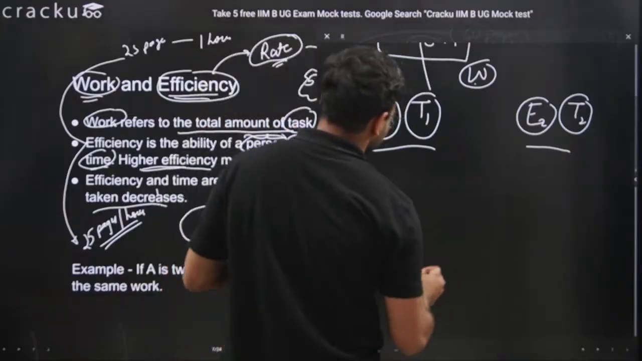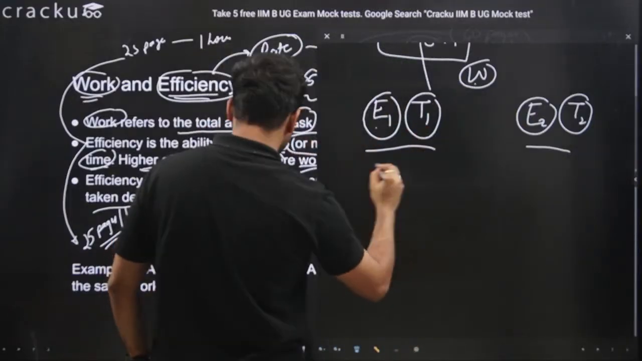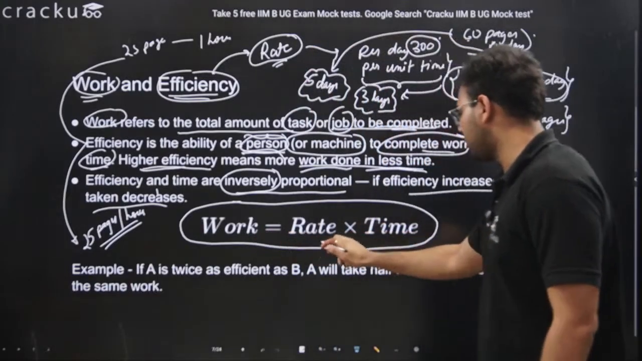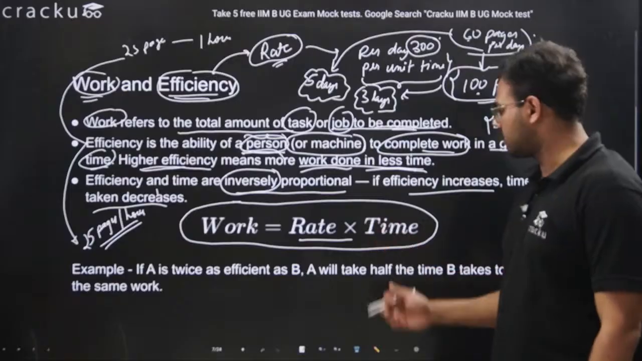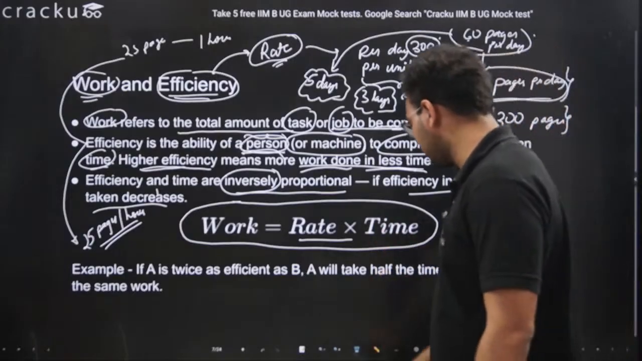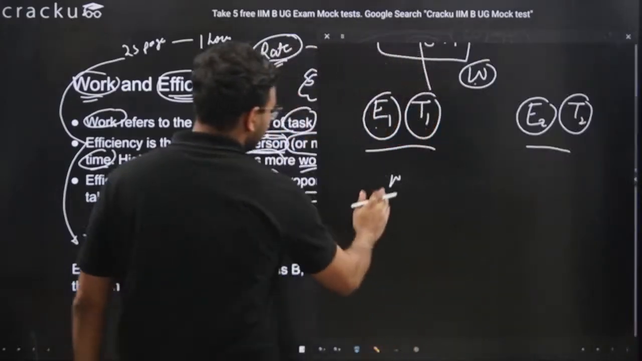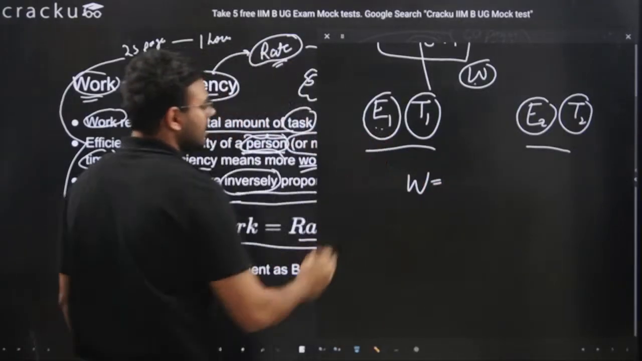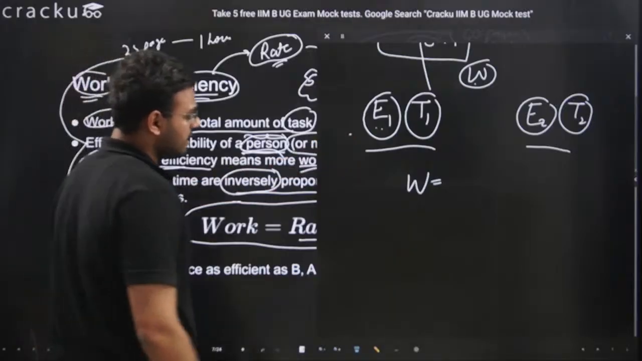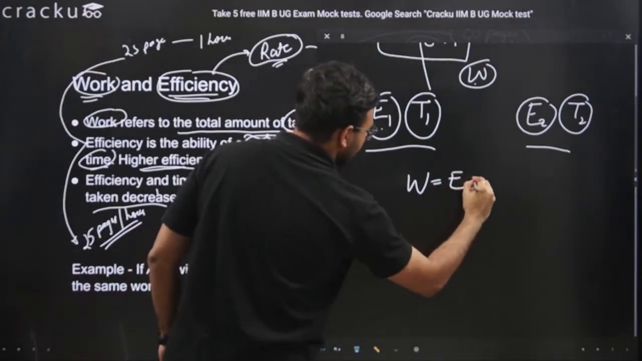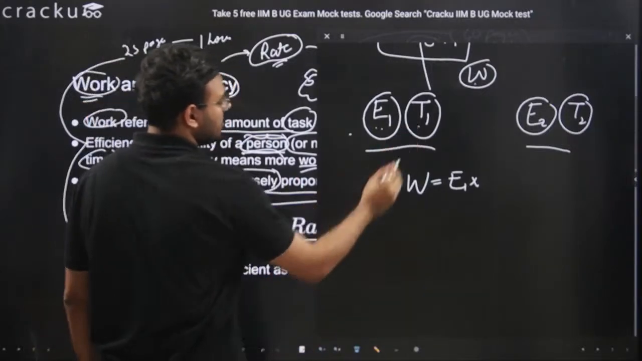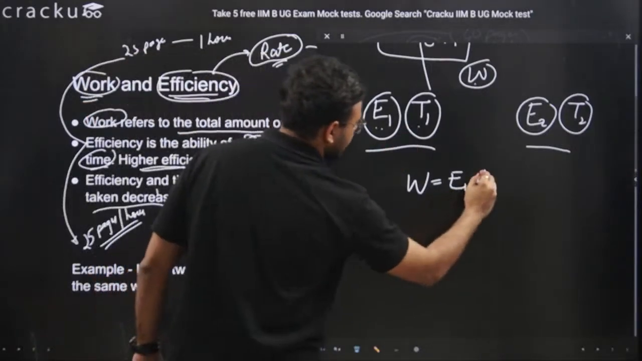So what I'm trying to say, first of all, we can see this formula. This is work is equals to rate into time. This is a very important formula. I'll use this in nearly all the questions. So this W I can write, W is equals to E1, which is the rate initially in the first case, multiplied by time, rate into time. What is the time taken to complete the job? T1 time. So the work can be said as E1 into T1.